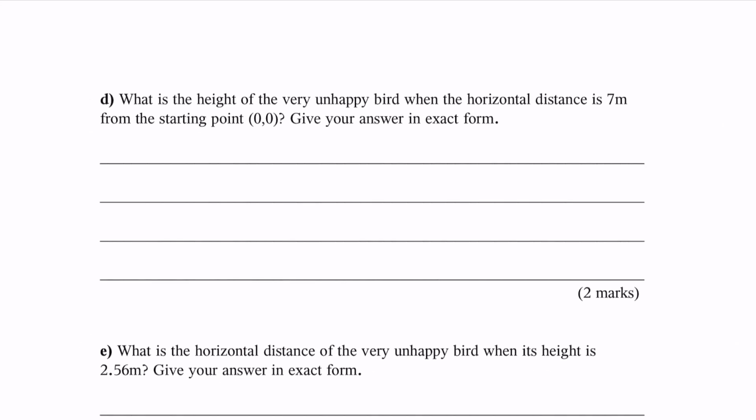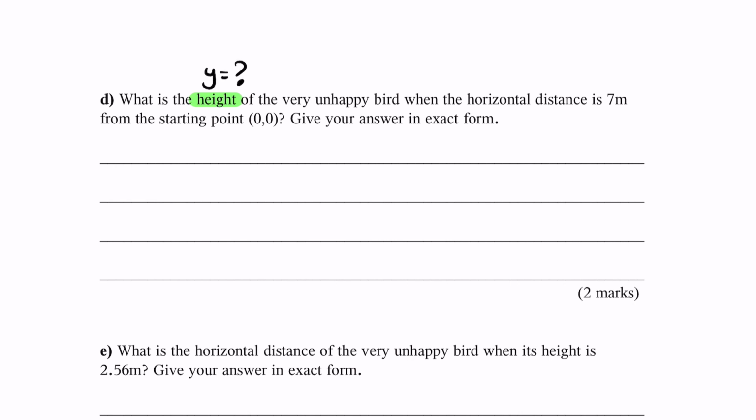Okay, part D says, what is the height of the very unhappy bird when the horizontal distance is 7 meters from the starting point? And it says, give your answer in exact form, which we'll talk about in a sec. So as I'm going through, again, I'm still highlighting. What is the height? Now, the height is my y value.